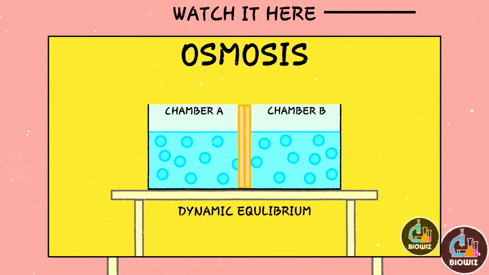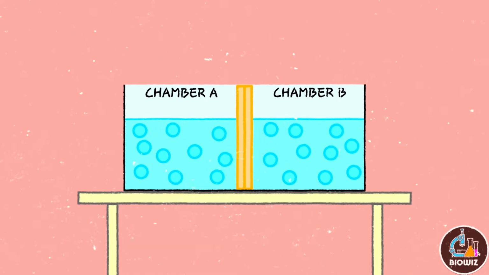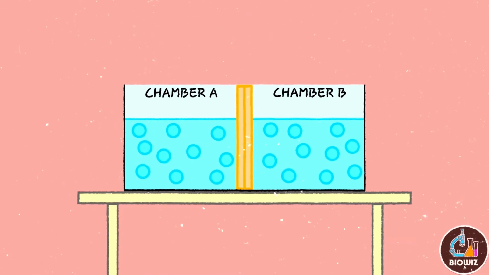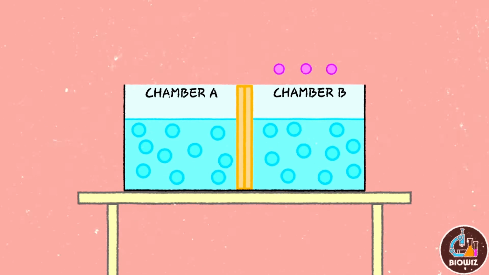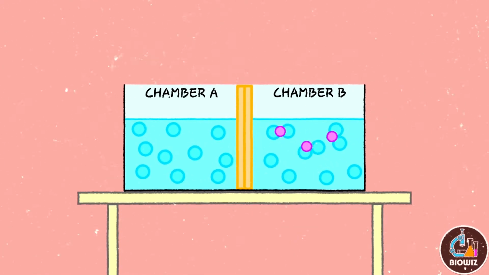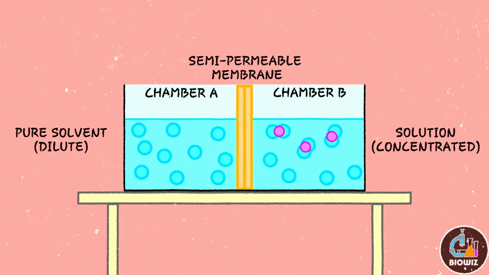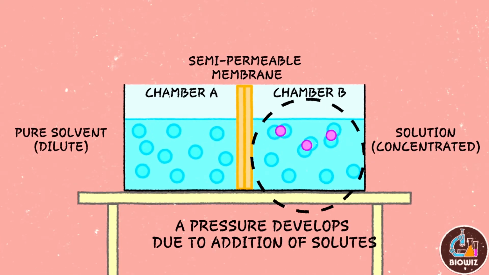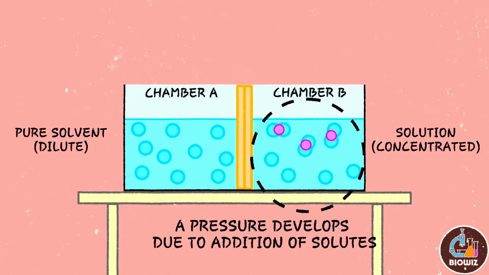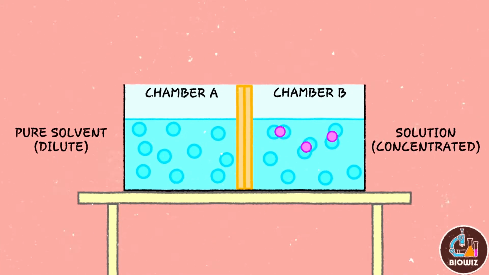In the previous video, we saw that addition of solute causes movement of solvent or water molecules to re-establish the equilibrium. As we add solute molecules to chamber B, it forms a solution due to the interaction with water molecules. Since this solution is separated from pure solvent in chamber A by a semi-permeable membrane, a pressure will develop in this solution which will be responsible for movement of water molecules. This pressure is called the osmotic pressure.